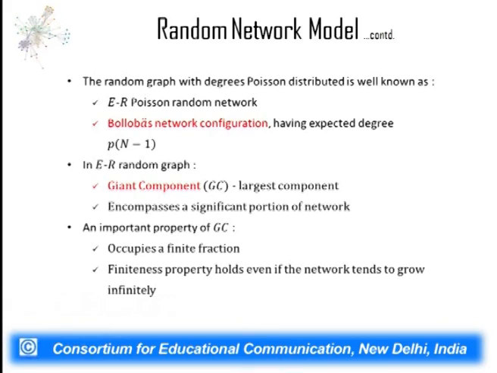Next, now the random graph with degrees that are Poisson distributed. Now we are talking about bigger graphs. So no binomial distribution. From now we take a Poisson distributed degree distribution. Now here our ER graph, that is the Erdős–Rényi random graph, becomes a Poisson random graph. So this is ER based on Poisson distribution, and it's a random graph. That's why ER Poisson random graph, also known as Bollobás network configuration.